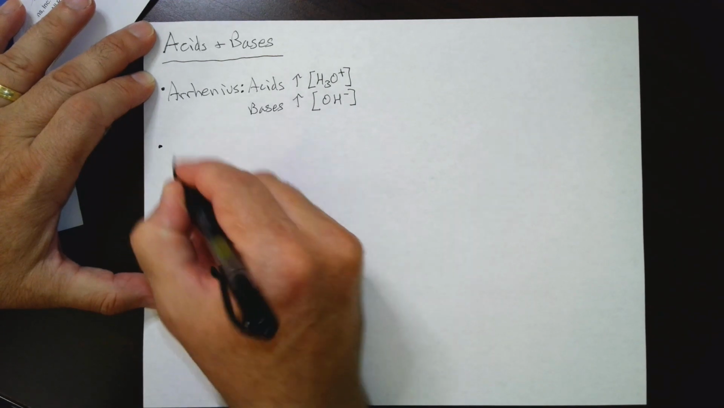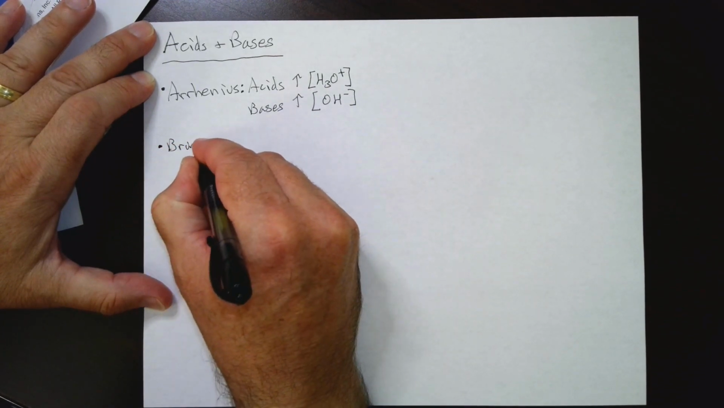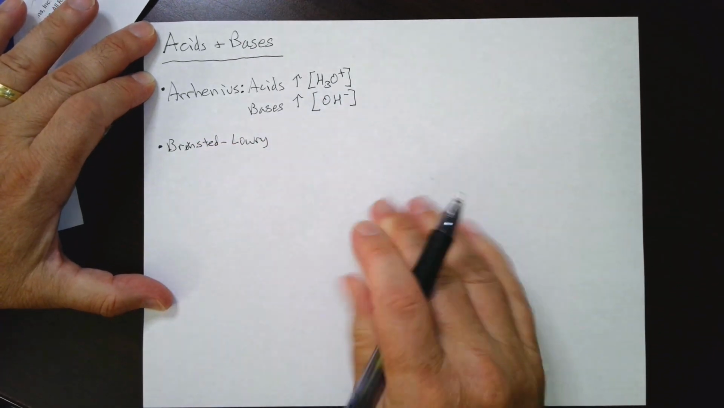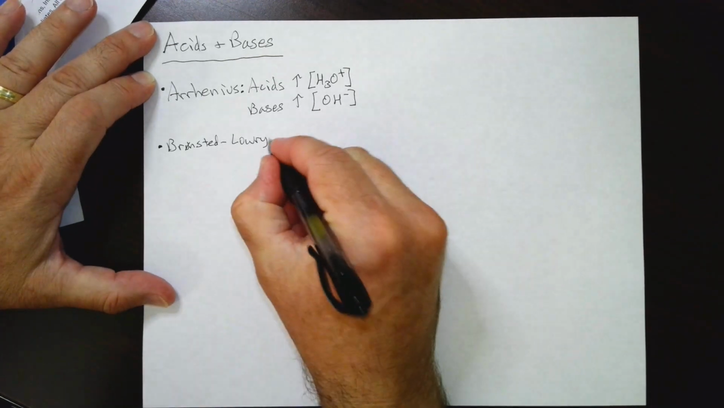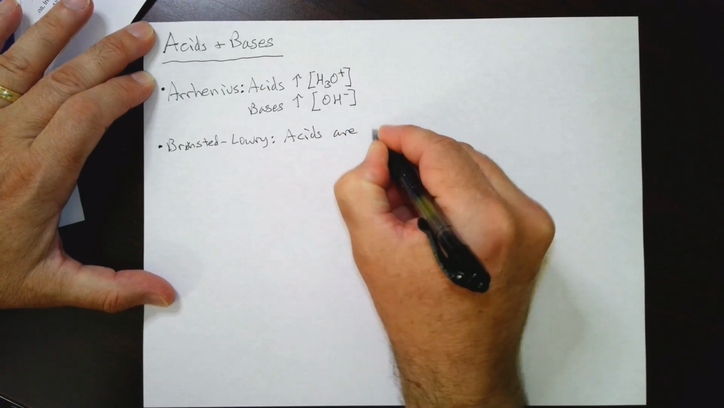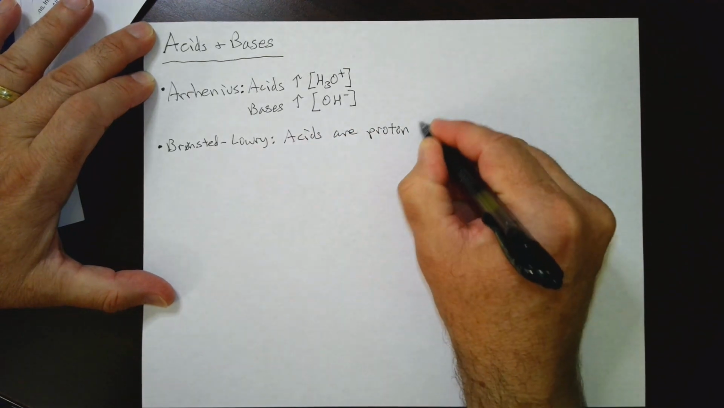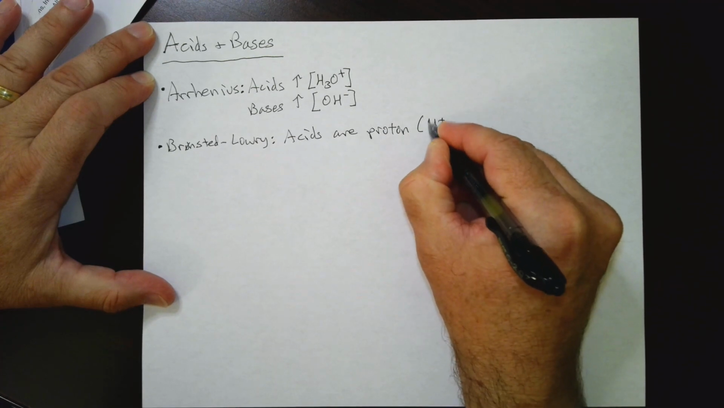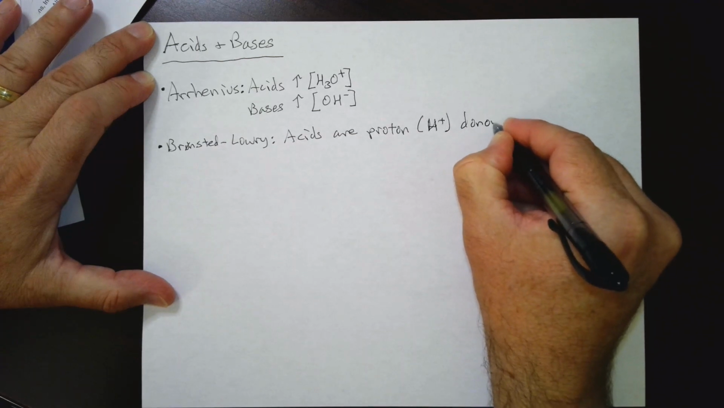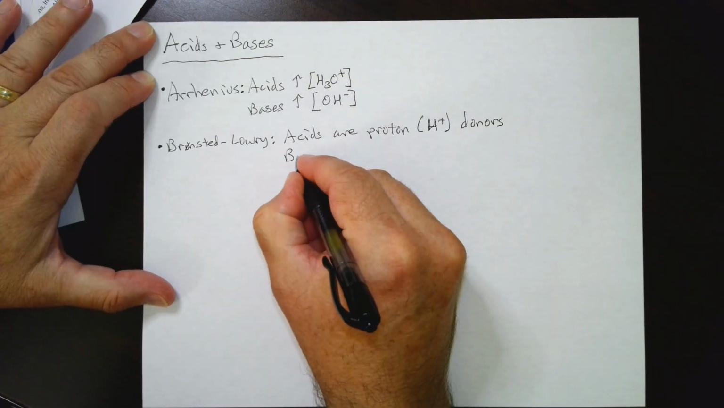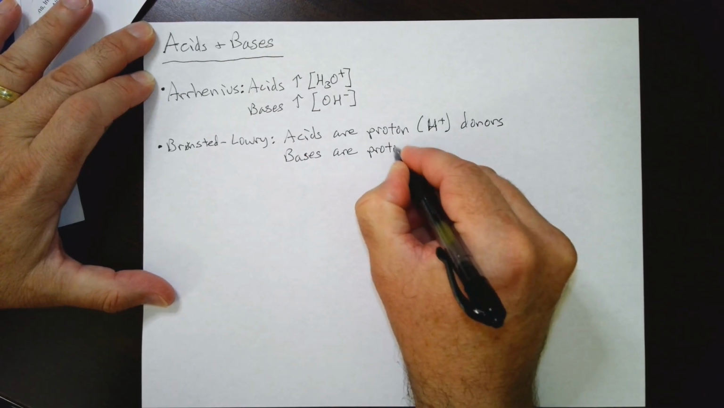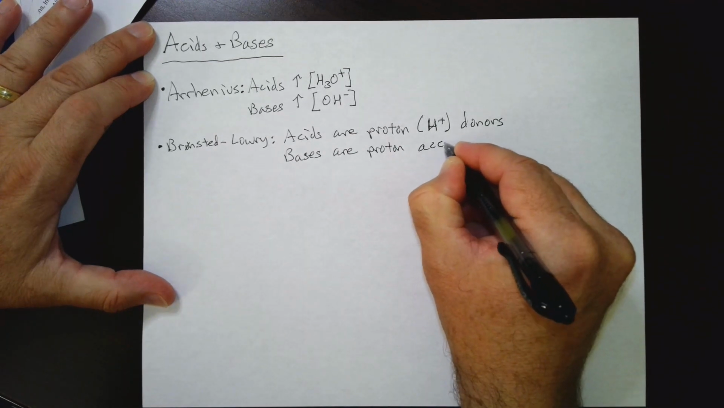The next definition that you've probably seen is the Bronsted-Lowry, sometimes just called Bronsted. Bronsted-Lowry acids are proton donors. And protons are, of course, hydrogen ions, so I can write that as H+. So proton donors. And then Bronsted-Lowry bases are proton acceptors.